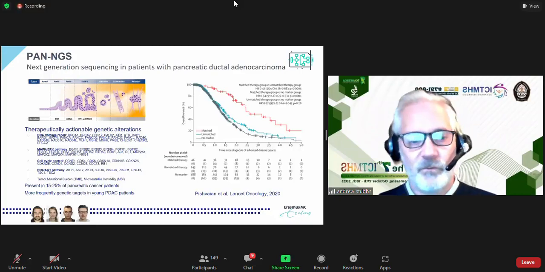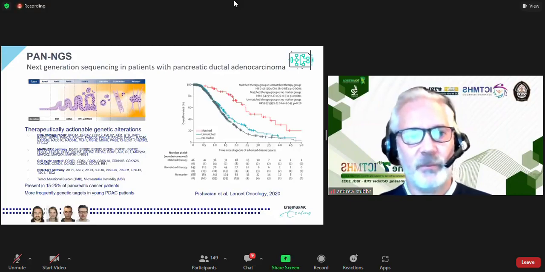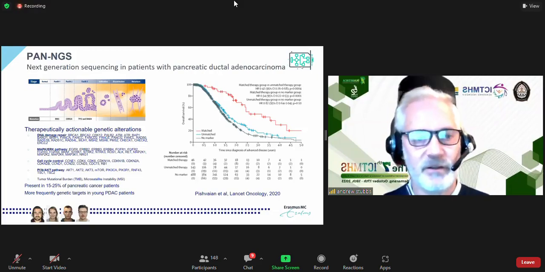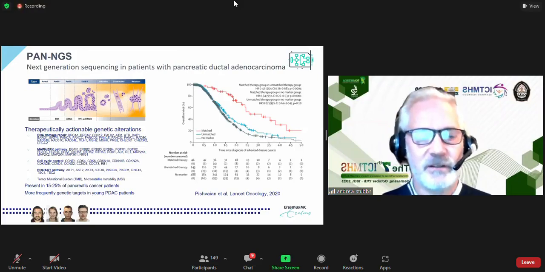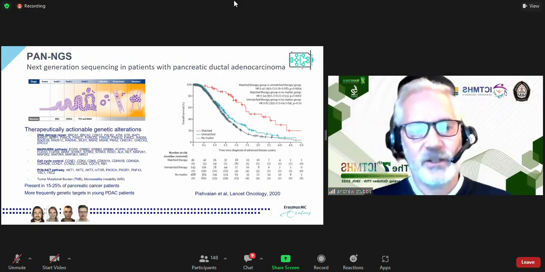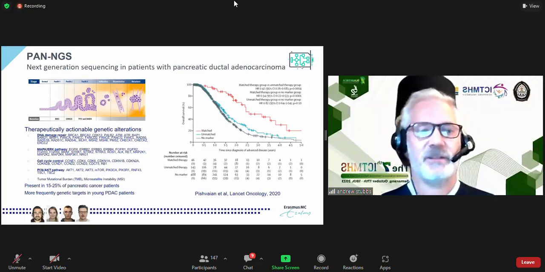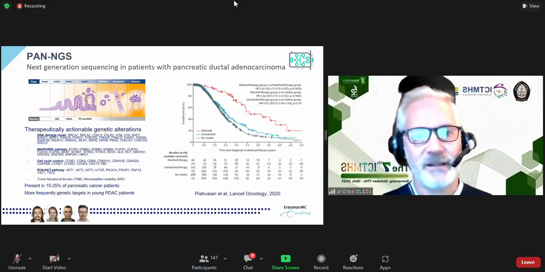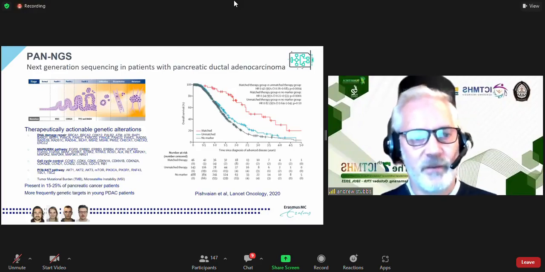To go back one step, just to come back to this idea of targeted therapy, we have a project called PanNGS, which is looking at next generation sequencing in patients with pancreatic ductal adenocarcinoma, so PDAC. At the top left, we see this sort of transformation of the tissue where some of the genes start appearing: KRAS, CDKN2A, TP53, and SMAD. These are regulators that we see occurring throughout that process.